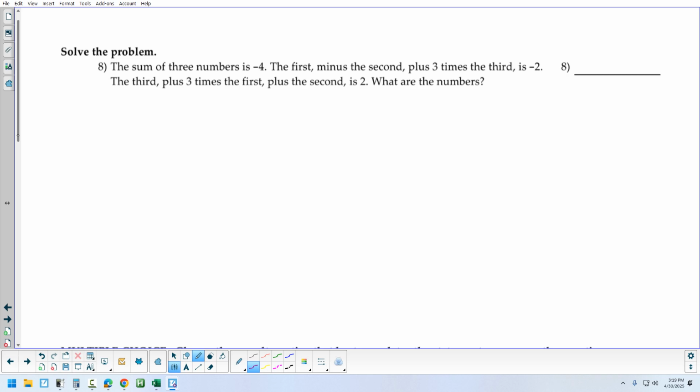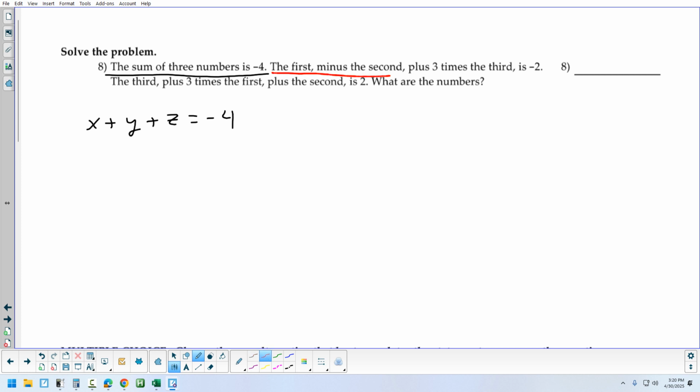X, Y, and Z. So X, I'm guessing, is the first, Y is the second, Z is the third. All right, so the first sentence is the sum of the 3 numbers is -4. How could we write that with X, Y, and Z? -4 equals X plus Y plus Z. Okay, so there's your first equation. The sum of the numbers is -4.